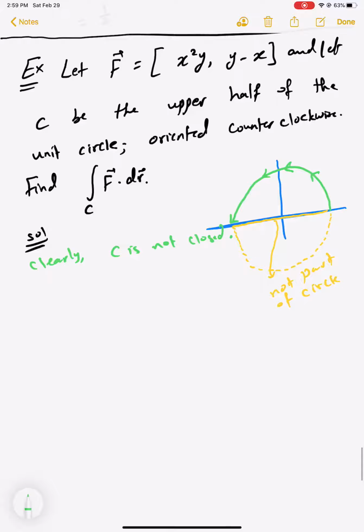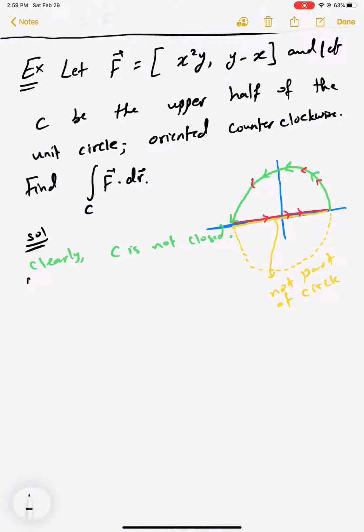If it's not closed, can we use Green's theorem? In fact, yes. So how do we use Green's theorem if my curve is not closed? The idea is, so this is my curve, the green curve. Let's close it. If you want to close this curve, you add this piece. This is not part of the curve.